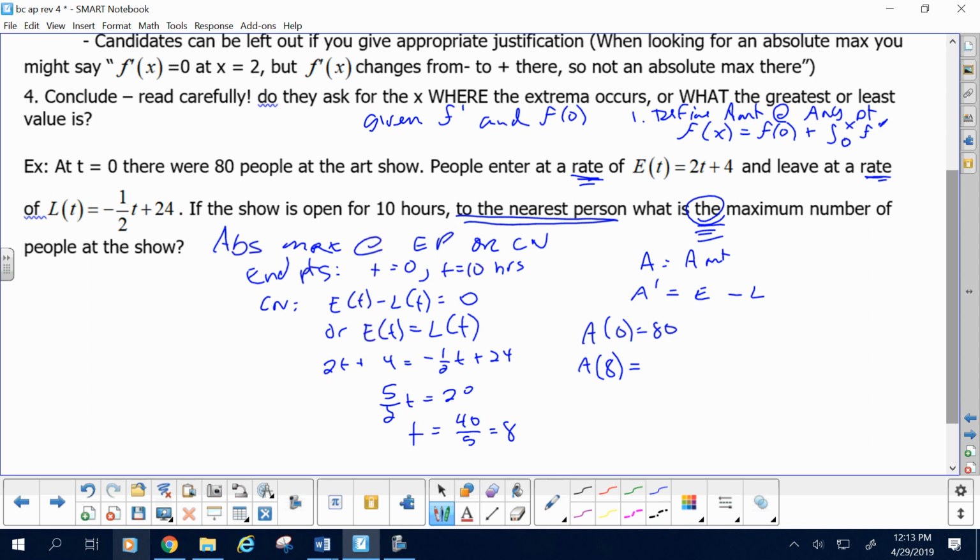Okay, so let's just say I find the amount in 8. How would I find the amount in 8? When you're given rates of change and you want amounts, you use an integral. Start plus change. Remember, start plus change, and change is the antiderivative of the integral of a rate of change times time gives you an amount of change. So we're looking at a starting amount plus the change in the amount from 0 to 8 of enter minus leave.